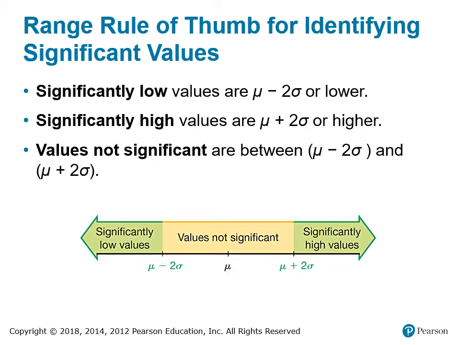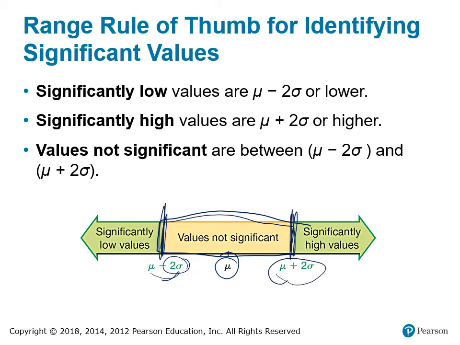Look closer at this range rule of thumb. We talk about significantly high and low values. We've talked about extreme values, outliers. Well, the range rule of thumb is this window of 2 standard deviations, okay? So you take the mean and you subtract 2 times the standard deviation to get this end. You take the mean and you add 2 times the standard deviation to get you this end, and this is where most of our values should fall. This is that window I was talking about.